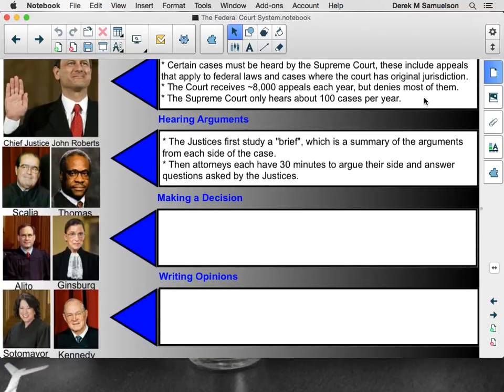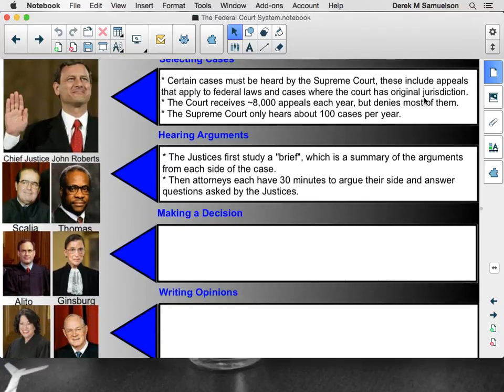Now, hearing arguments. The justices of the United States Supreme Court first study a brief. This is a written summary of the arguments made by both sides of the case. Okay? They summarize the arguments, submit it to the justices, and the justices are going to read those. They do that for an awful lot of cases. This is not the ones they accept. These are the ones that are appealed.